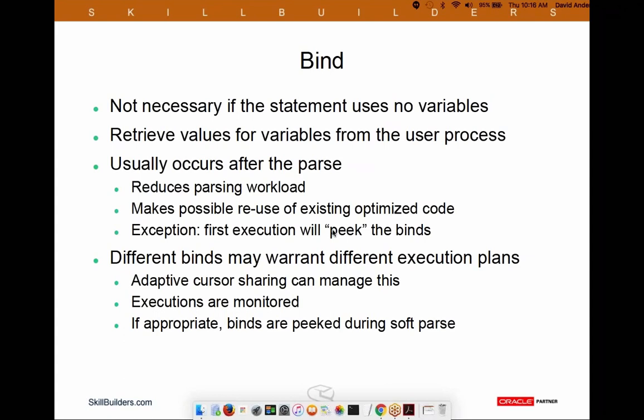Later releases, 11g and 12c of the database, actually have come up with the notion of adapting the plan over the life of the statement. So it actually can monitor the execution, and if appropriate, it can re-optimize the statement if it finds that it's warranted. Okay, again, a bit of an advanced concept that we would discuss in the 3-day class in more detail.